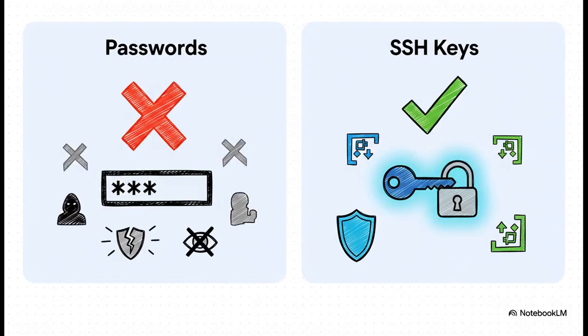The first method is good old password authentication. We all know it, it's pretty simple, but let's be honest, it's also really vulnerable. It can be guessed, it can be brute forced, it can even be intercepted. The second method, which is way, way more secure, is using something called SSH keys. This is a cryptographic approach, and it's the professional standard for a very good reason. And that's what we're going to focus on.